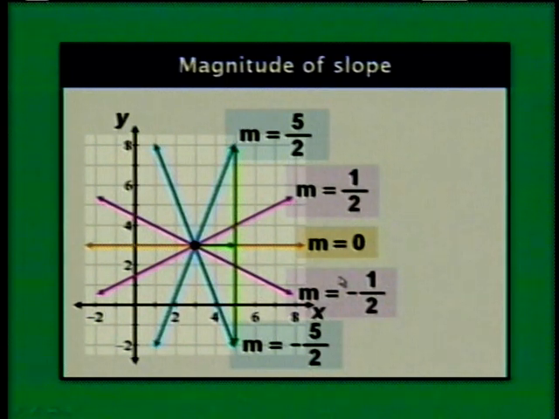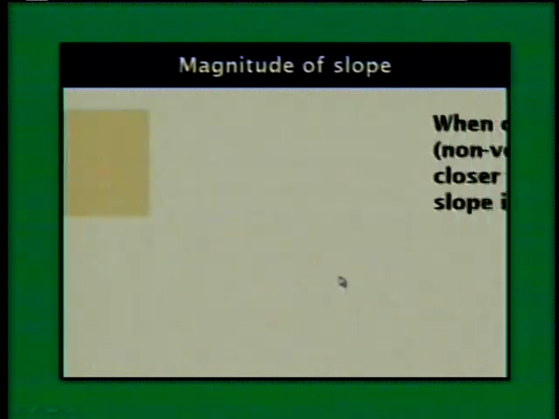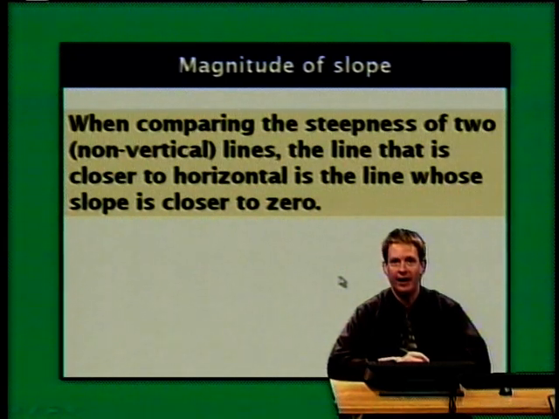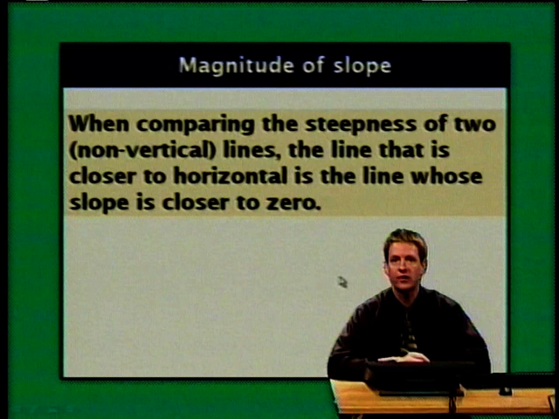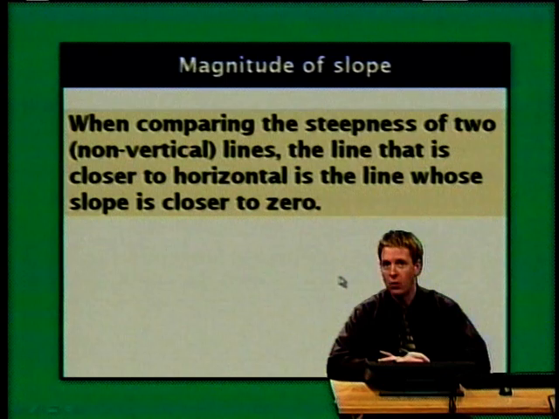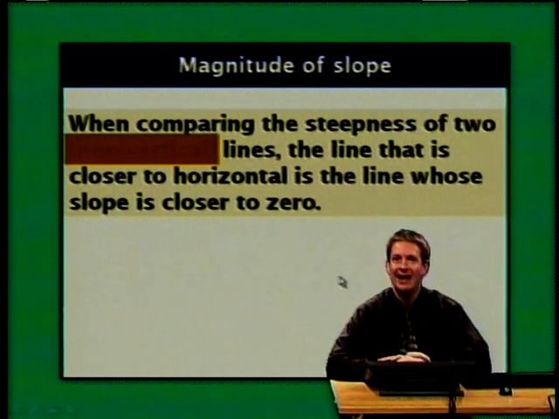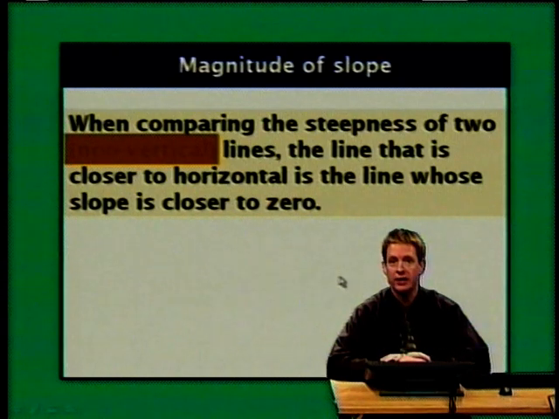Let's sum all this up. When comparing the steepness of two non-vertical lines, the line that is closer to horizontal is the line whose slope is closer to 0. Now there's a whole lot of words there. A couple of the words are somewhat of a technicality, the non-vertical part, so I'm going to temporarily blot those out and reread the sentence. When comparing the steepness of two lines, the line that is closer to horizontal is the line whose slope is closer to 0. This is one of the types of slope sense that you want to become sort of intuitive.